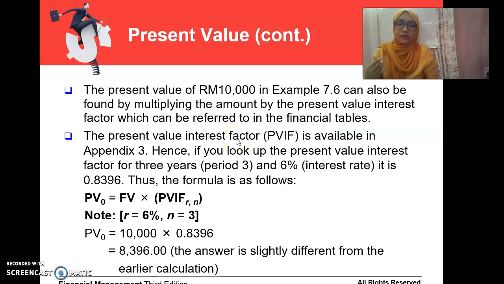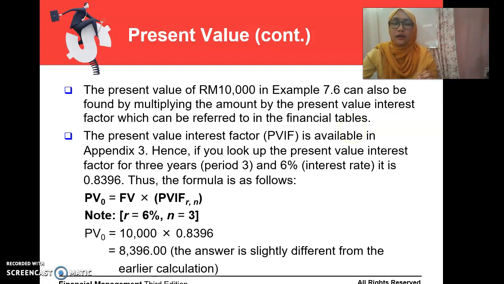I forgot to tell you that I already uploaded the financial tables in the Google Classroom, so you can refer to them. Actually there are 4 tables that I uploaded: present value, present value annuity, future value, and future value annuity. So we continue. The present value of 10,000 in example 7.6 can also be found by multiplying the amount by the present value interest factor, which can be referred to in the financial table.